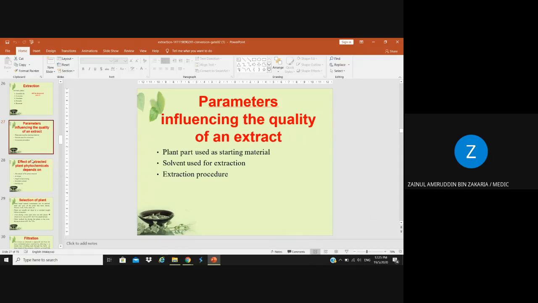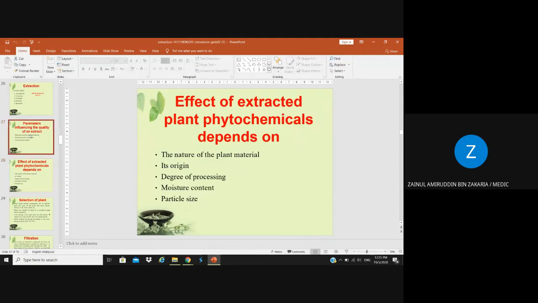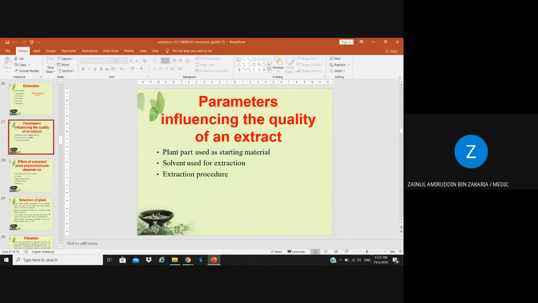Okay, parameters influencing the quality of an extract. There are several parameters that affect the quality of extract. First, the plant part that you use as a starting material. Whether you use the leaf, the bark, the stem, or any part, the fruits of the plants, that will affect the quality.